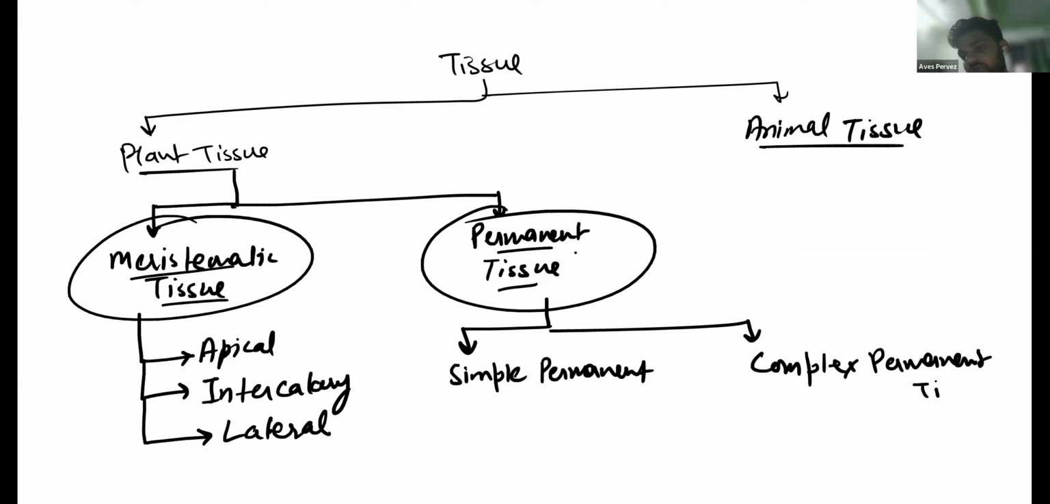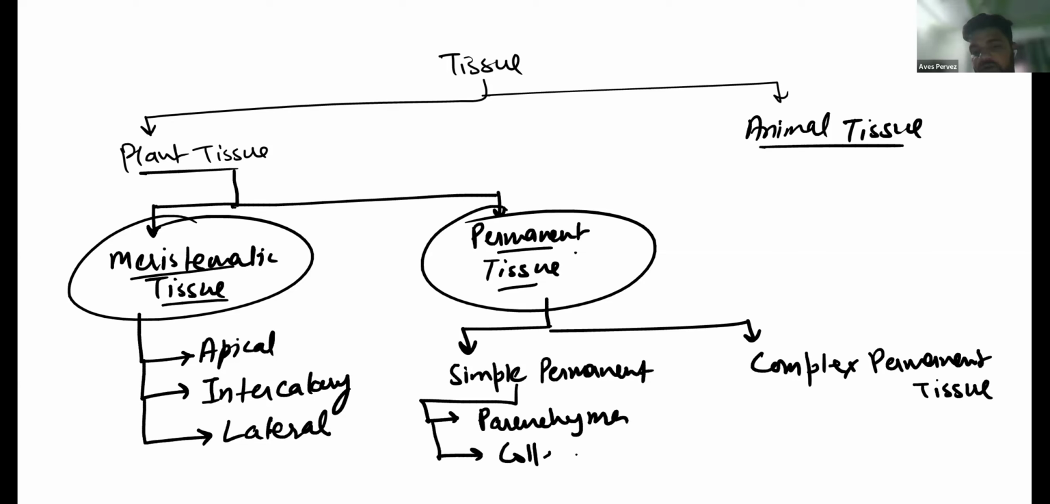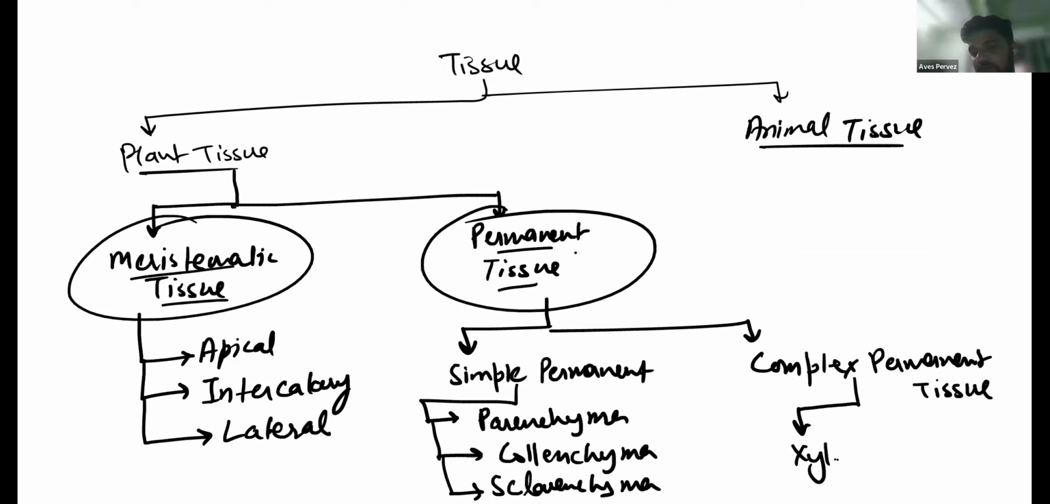Simple permanent tissue has various types: parenchyma, collenchyma, and sclerenchyma. And we have complex tissue in two types: one is xylem tissue, another one is phloem tissue. So please note this chart. Please make this chart properly in your copy. Avni, Abdul Jabbar, Amal, Riaz, you got it? Yes, sir. Okay, sir.